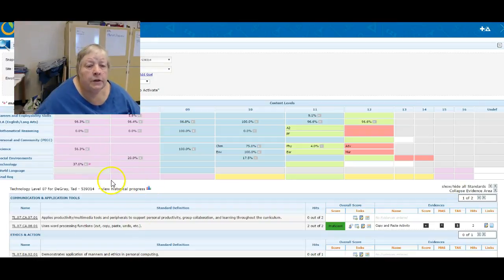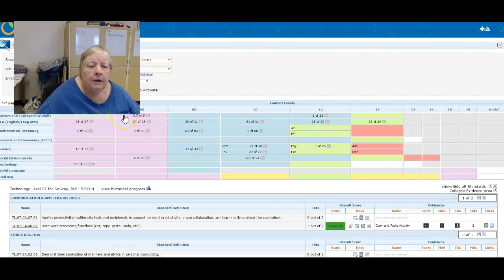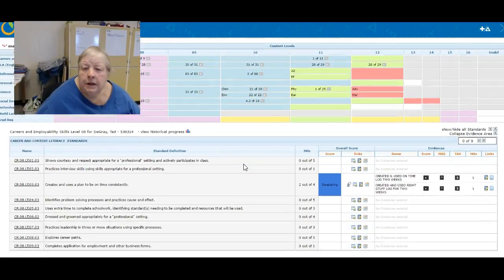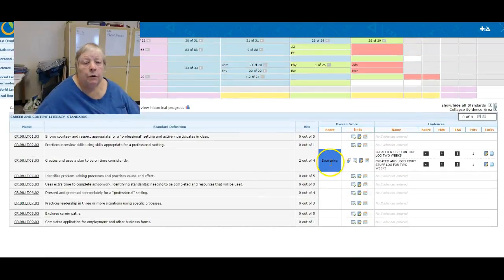So in addition to that, so far we've worked just a little bit in careers, and the reason is that these guys are in 7th grade, right? And there's not a careers level for 7, there's a careers level for 8. And so we started careers just barely. So let me go over there and show you. If I go there, you'll see that the only thing that we've worked on is this standard right here that says creates and uses a plan to be on time consistently. So we created an on-time log, and then students were supposed to use that log for 2 weeks.